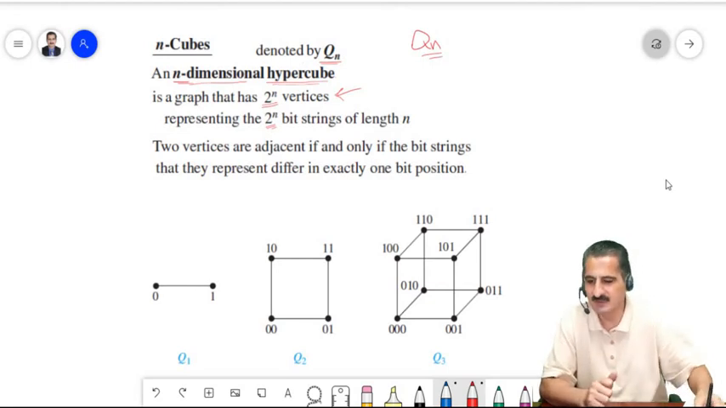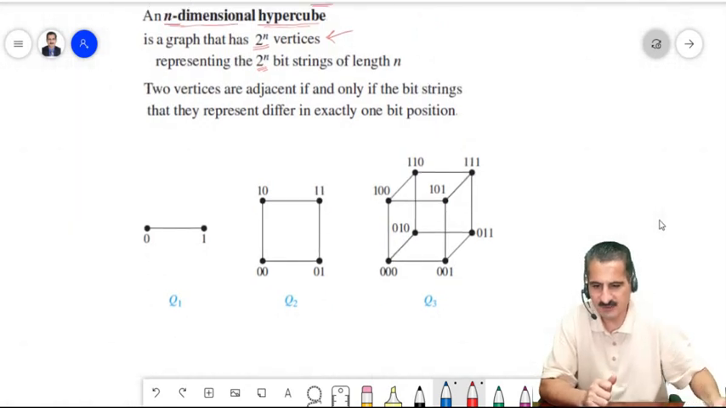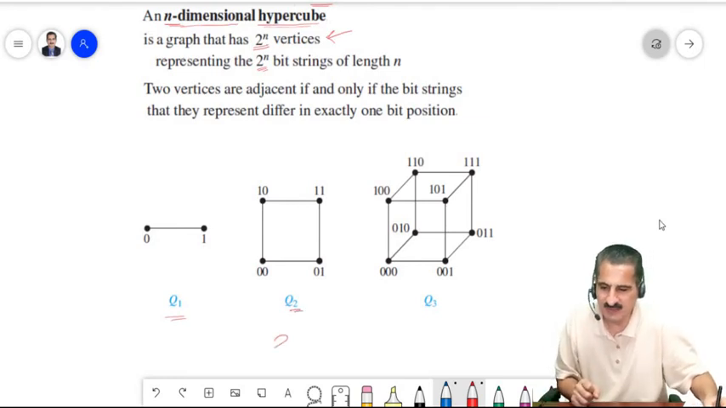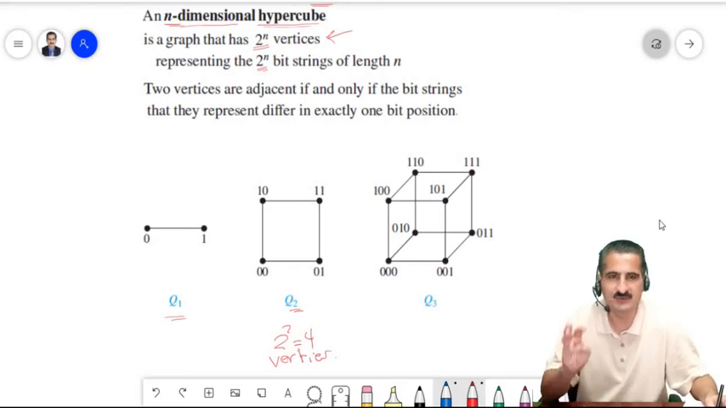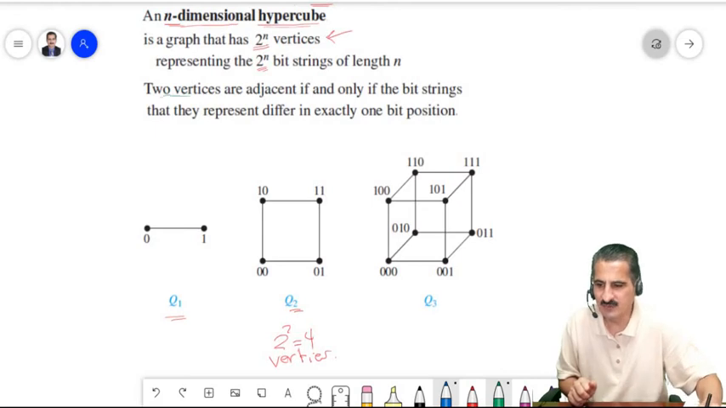We will see that. For example, to make it clear, we start with Q1. We have 2 vertices only, 0 and 1. Q2 will have 2 to the power 2 vertices, so we have 4 vertices. And they will be labeled by zeros and ones: 0 0, 0 1, 1 0, 1 1. Okay? And how do we connect the vertices? In here it says 2 vertices are adjacent if and only if the bit strings that they represent differ by exactly 1 bit position.